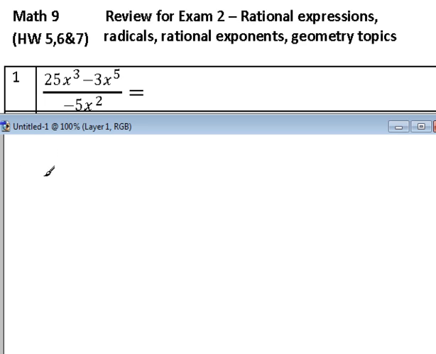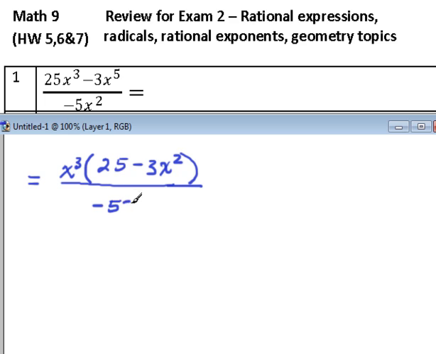So let's do that. First we're going to factor the numerator. Now what can we pull out of 25 and 3? Well, there's no common factor there. And then we have x cubed, x to the 5th, and we have a common factor of x cubed. So we're just going to factor out x cubed. And there we have 25 minus 3x squared in parentheses. All right, in the denominator we have a minus 5x squared.